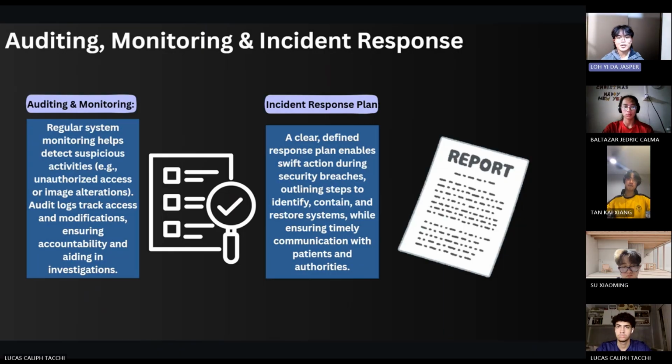Monitoring systems and audit logs help to detect unauthorized access or unusual activity early and ensure accountability by recording who accessed or modified imaging data. In the event of a security breach, a clear incident response plan also allows healthcare providers to contain the issue quickly, restore affected systems, and notify patients and regulatory authorities as required.